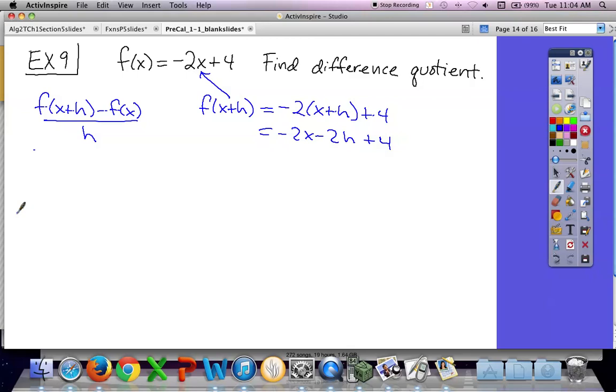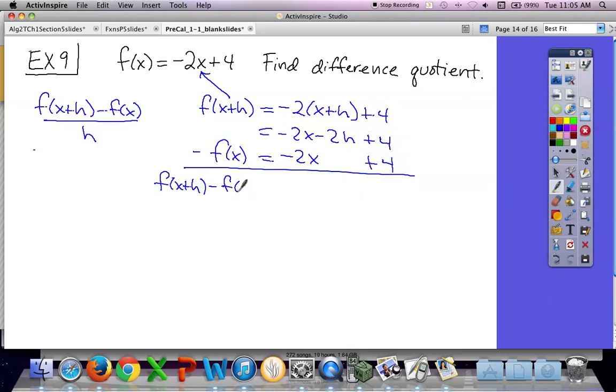Okay, now, in the difference quotient, I need to subtract f of x. So minus f of x. Okay, but f of x is given to us here. So we're just rewriting this. Right? Negative 2x plus 4. So f of x plus h minus f of x.